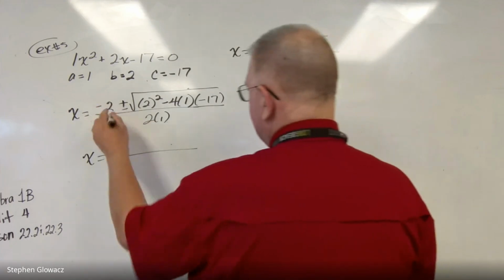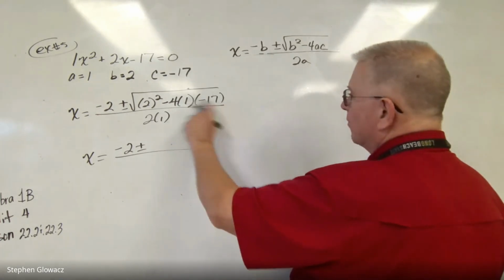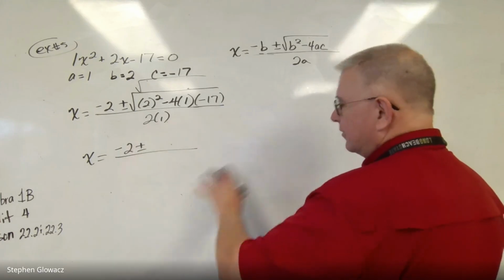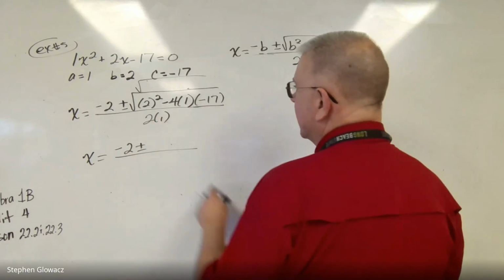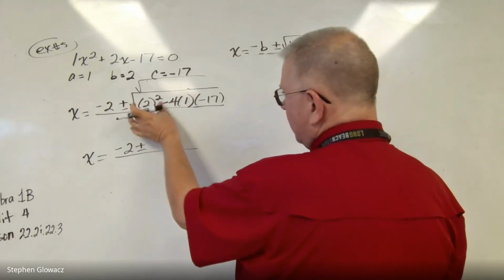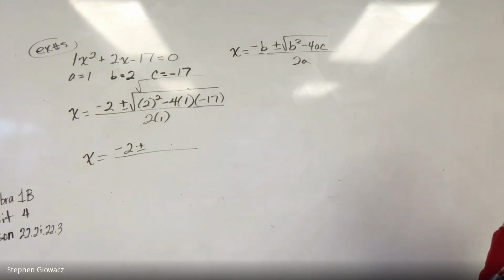So here we have the negative 2. So we're just going to bring that down. And then now for the radical, I'm just going to work things out up here, because that way we don't have to keep rewriting the entire thing. So we're going to follow our order of operations: exponents, then multiply, and then any addition or subtraction.